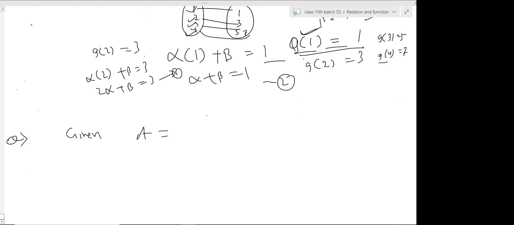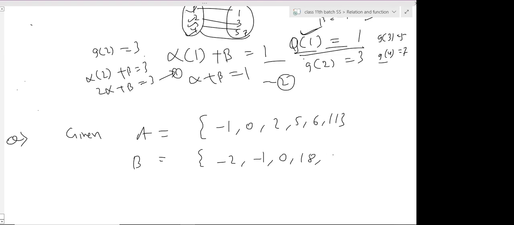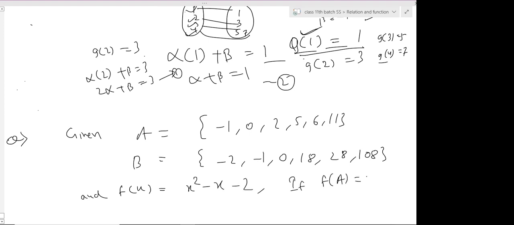Given A equals -1, 0, 2, 5, 6, and 11. B equals -2, -1, 0, 18, 28 and 108. And f of x equals x square minus x minus 2. Is f of A equals B? This is your question.